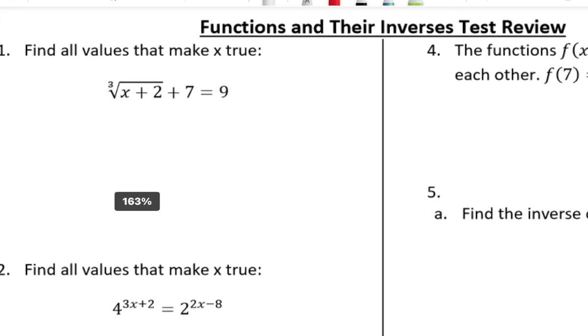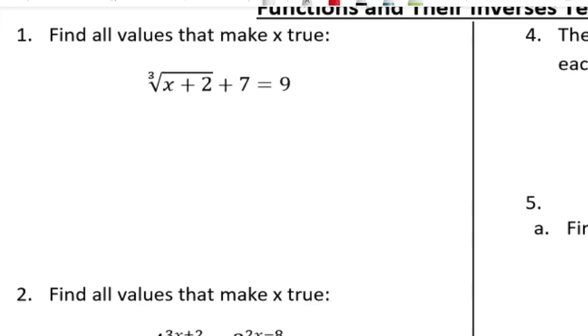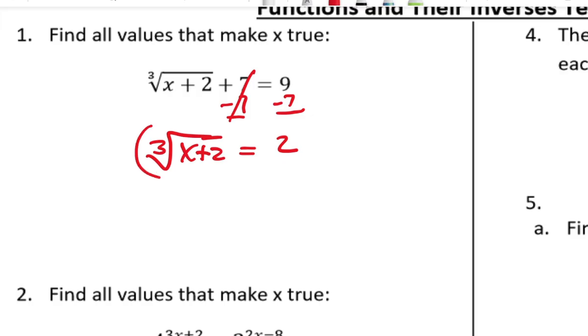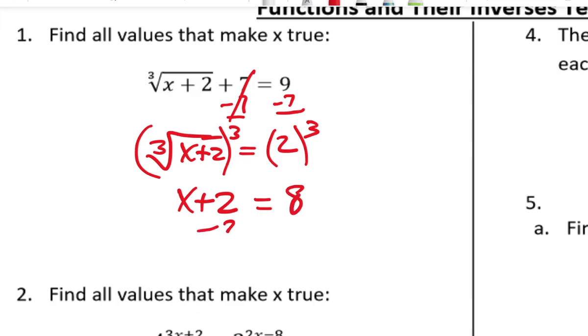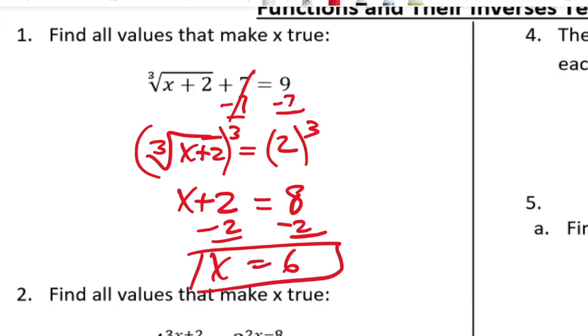Okay, number one. We want to isolate the cube root by subtracting 7. And that gives us the cube root of x plus 2 equals 2. We're going to do the inverse of the cube root by cubing both sides of the equation. That's going to reveal the x plus 2, and 2 to the third is 8. It is not 6. But when we subtract 2, there's our 6. There's the answer.